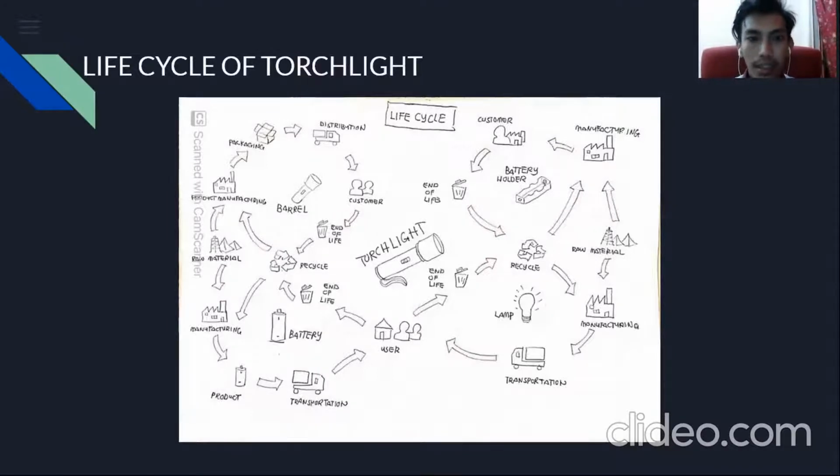Okay, for the life cycle of the torchlight, we decided to divide the torchlight into parts, which are the barrel, battery holder, and lamp. For the barrel, the barrel is the cover of the torchlight. The first step for the barrel is raw material. Then the raw material is used to get the polymer, and then the polymer goes to product manufacturing to produce the product, which is the barrel. Then we package the barrel and distribute it to the customer.